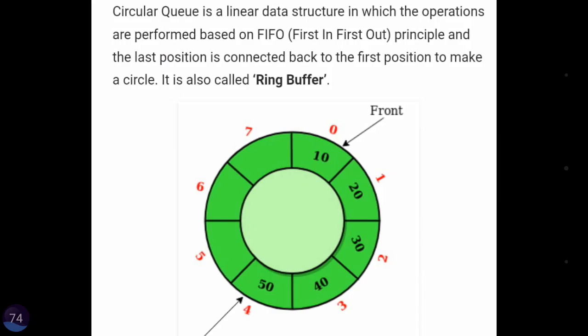First of all, what is circular queue? Circular queue is a linear data structure in which the operations are performed based on FIFO, that is first in, first out principle, and the last position is connected back to the first position to make a circle. It is also called a ring buffer.